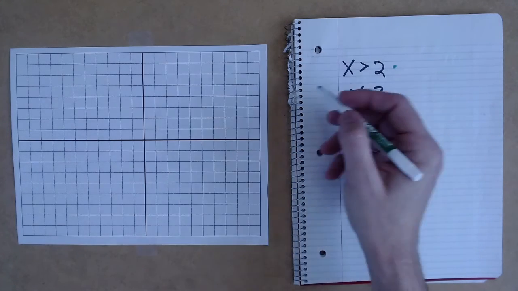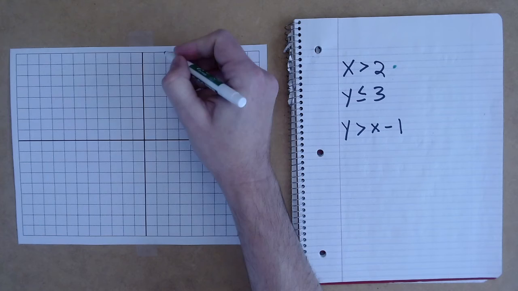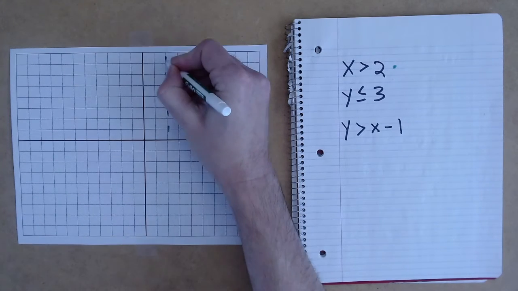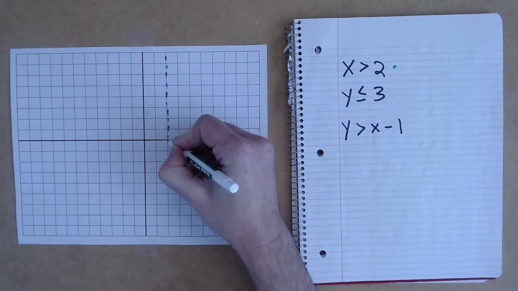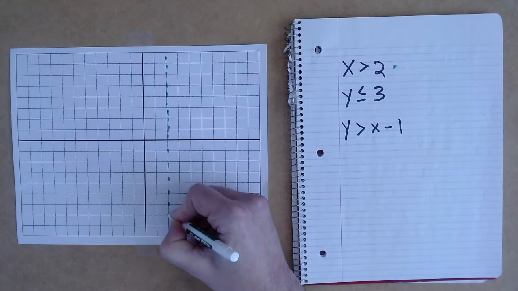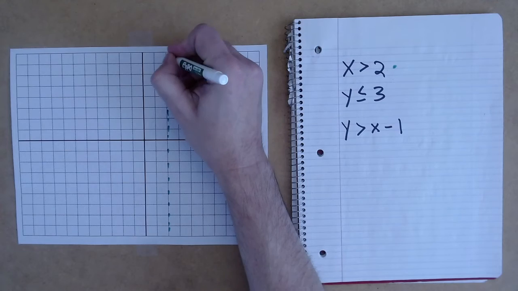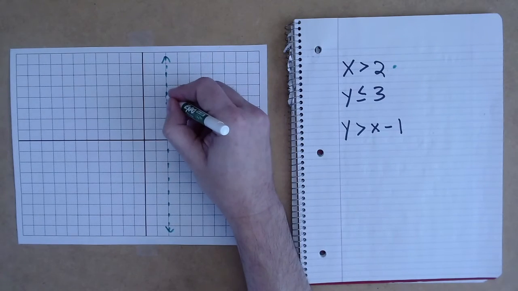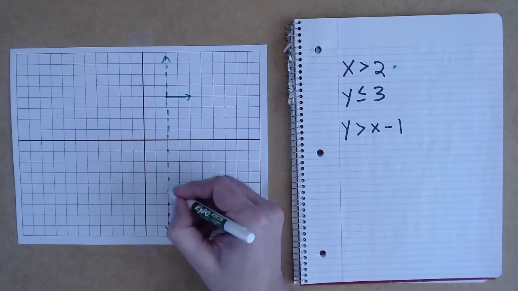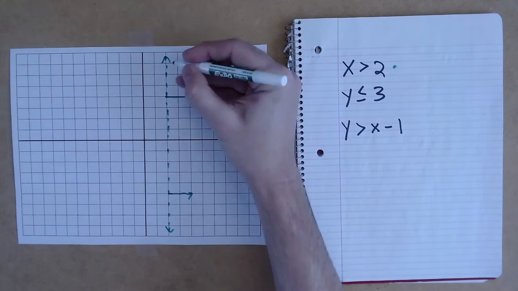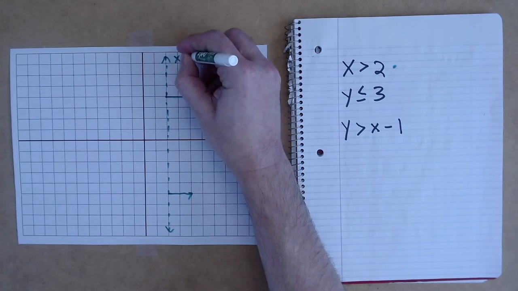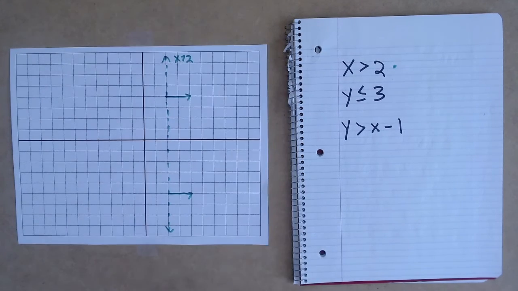But it's greater than 2, so we don't include 2. So this ends up being a dashed line. Put a couple more dashes in there. A dashed line like this. And I'm going to put some arrows, and then the direction of the half plane that we're interested in is this way. So I'll even write down here, x greater than 2.